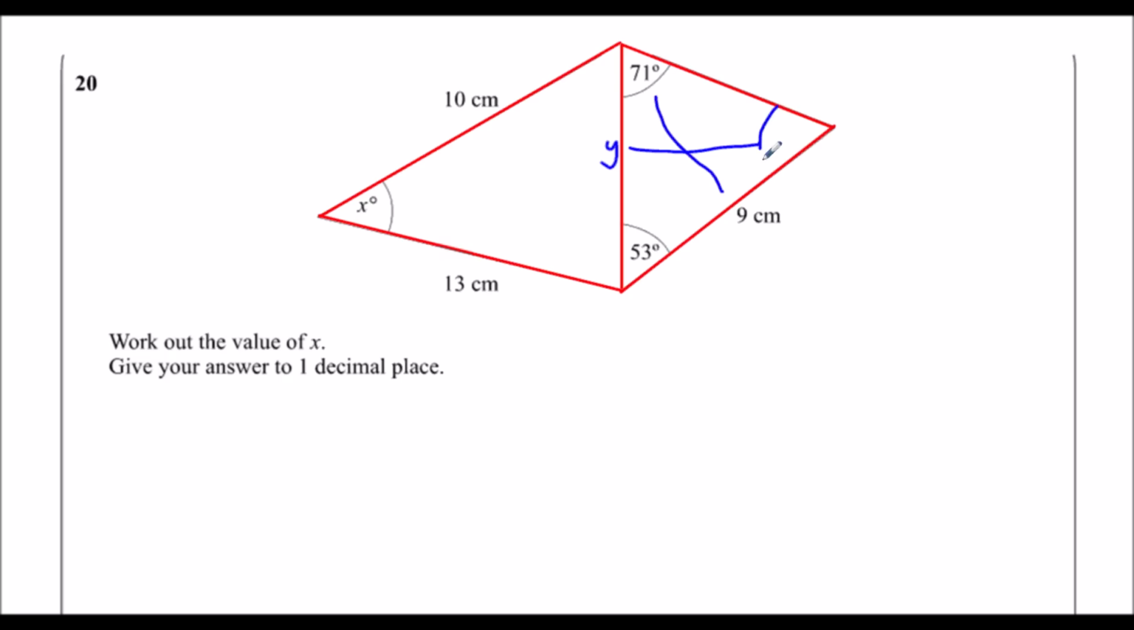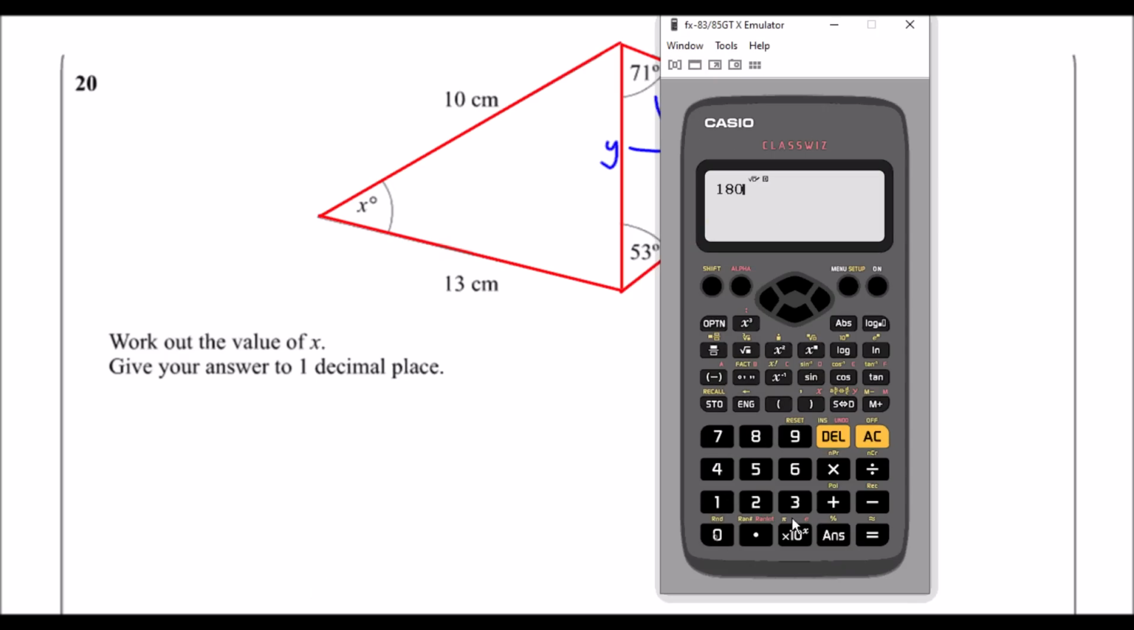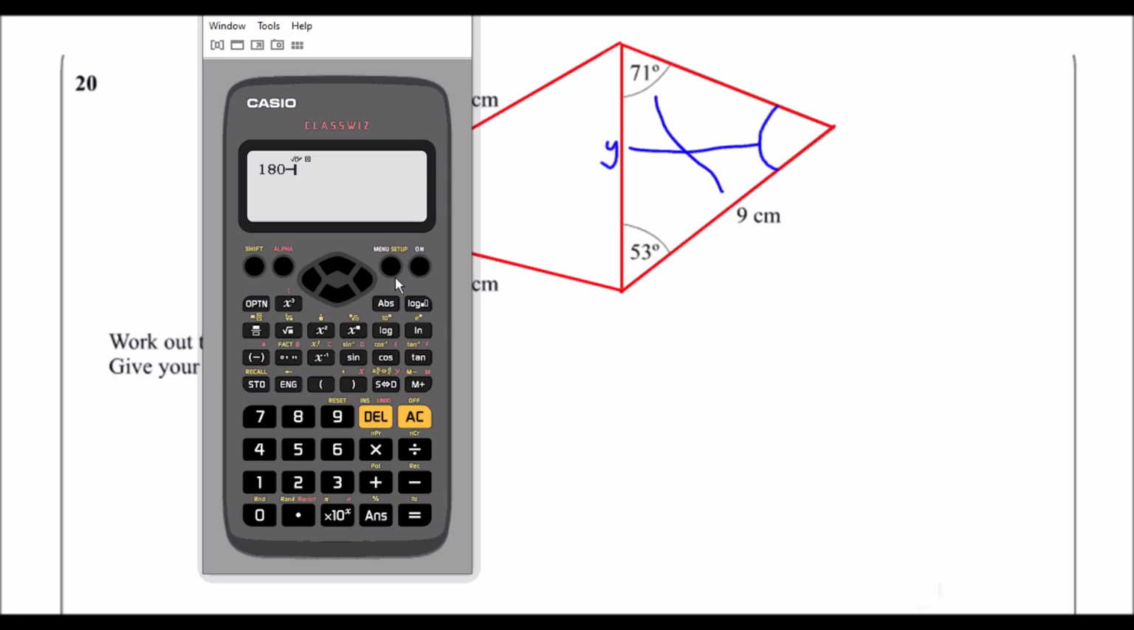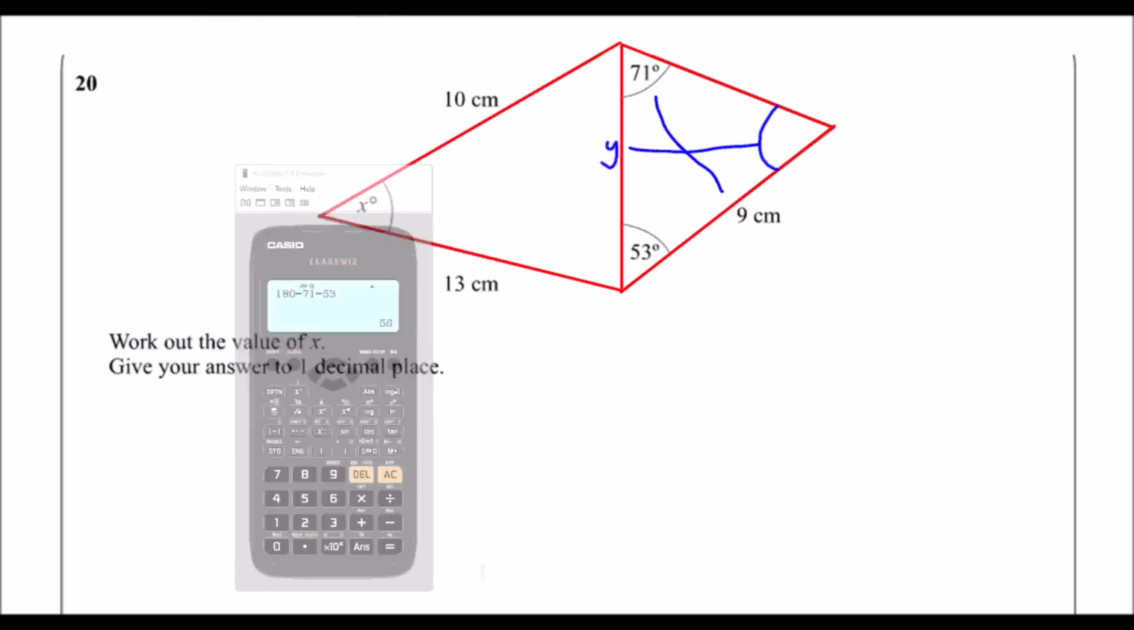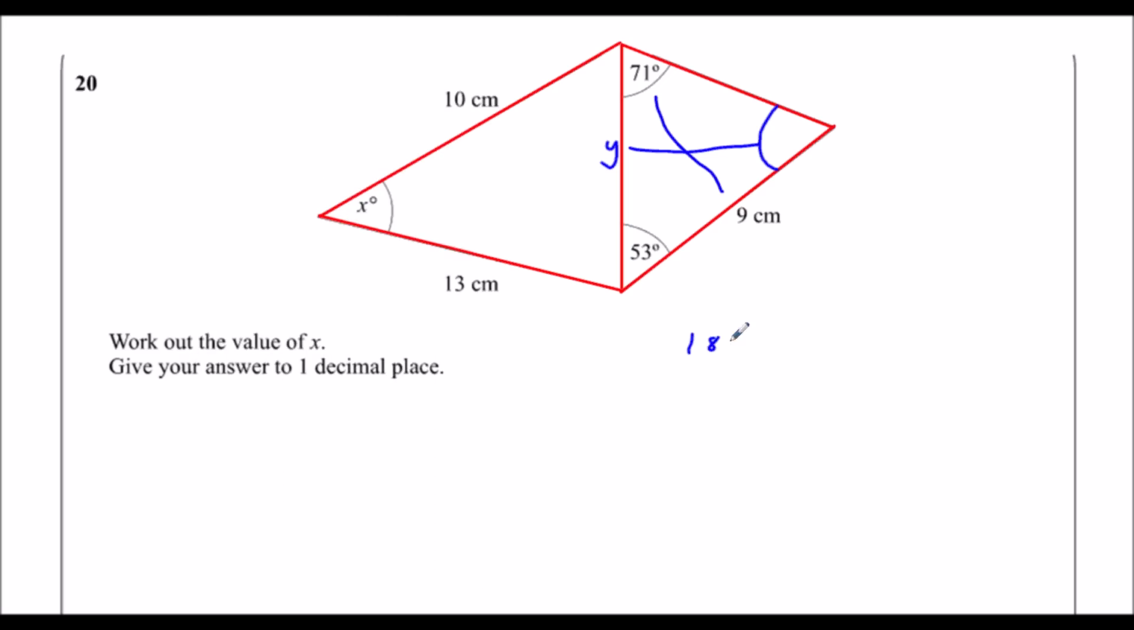We don't have this angle, but we can work it out because angles in a triangle add up to 180 degrees. So if we do 180 take away the two angles we've got, so take away 71 and take away 53, we get 56. So 180 take away 71 take away 53 is 56. So this is 56 degrees. And now we've got opposites, we can use the sine rule.